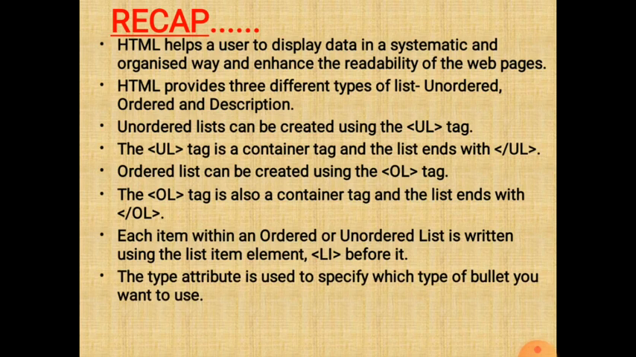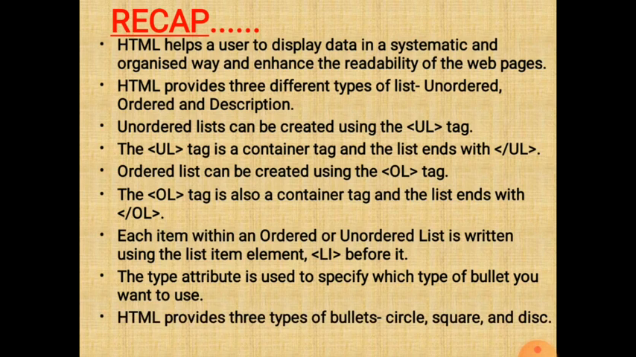The type attribute is used to specify which type of bullet you want to use in an unordered list, because in an unordered list we use bullets, and in an ordered list we use some numbering scheme or alphabetical order. HTML provides three types of bullet: circle, square and disk.